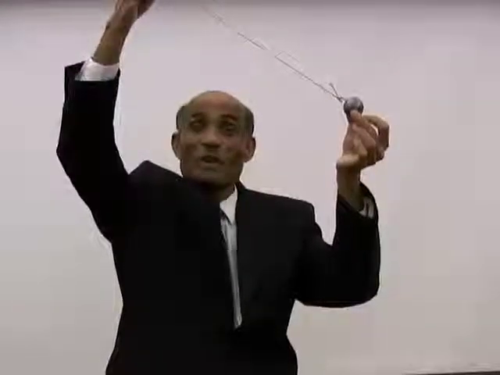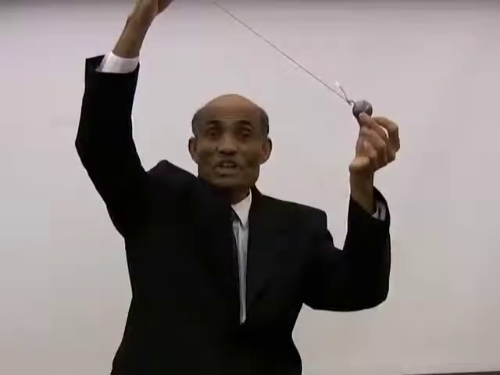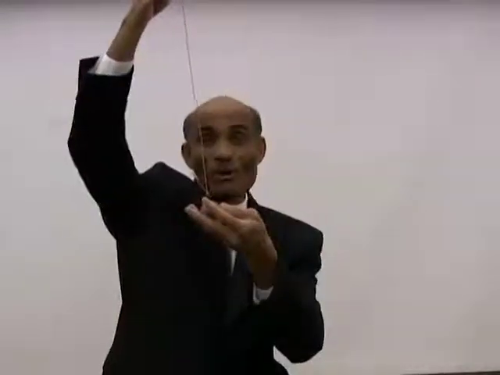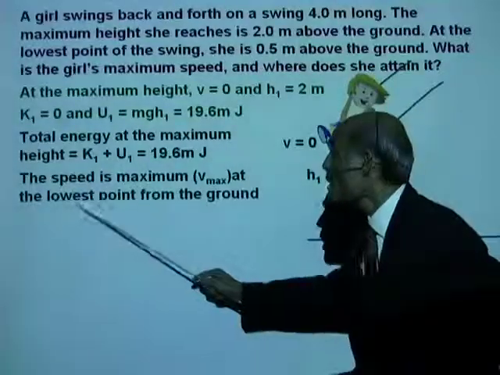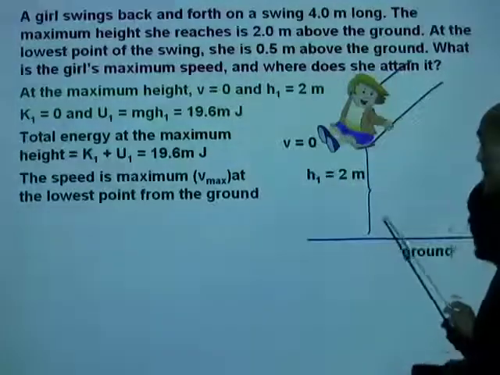There is no speed at the highest point. All the potential energy is converted to kinetic energy at the lowest point. Alright, let's use this to solve this problem now. The speed is maximum at the lowest point from the ground.